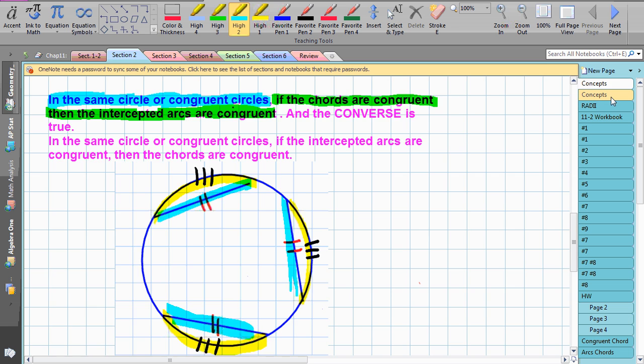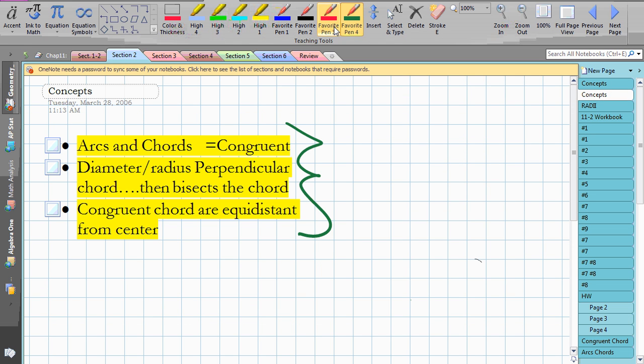All right, so here's a little recap of these three little nuggets. The last one we just said was what? If the arcs are congruent, then the chords are congruent, and vice versa. If the chords are congruent, the arcs are congruent. The second one we did, well, if we have a diameter or a radius and it's perpendicular, then it's going to bisect the chord. That's a nice little summary right there.